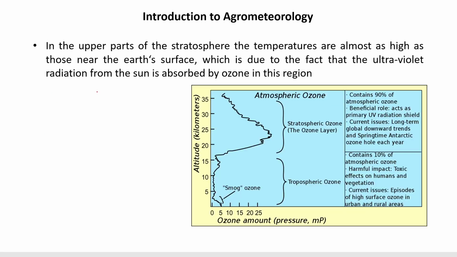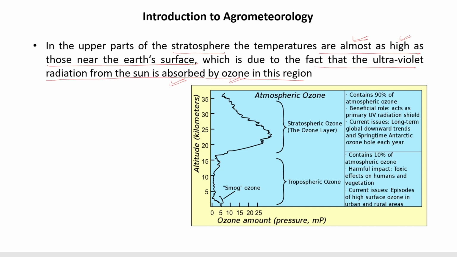Now, this is very important. In the upper parts of the stratosphere, the temperatures are almost as high as those near the Earth's surface. Here the temperature is quite high, which is due to the fact that ultraviolet radiation from the sun is absorbed by the ozone in this region. So why is it as high as the surface of the Earth? The temperature is as high because of the absorption of ultraviolet radiation in the ozone layer.